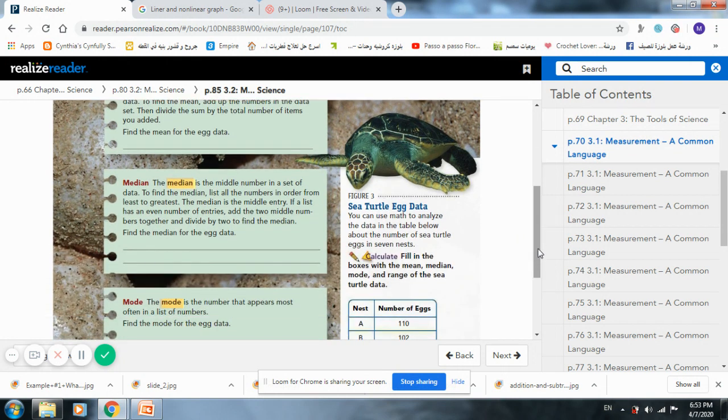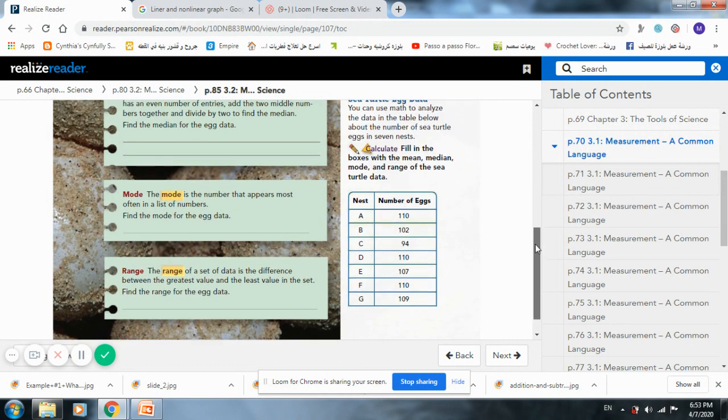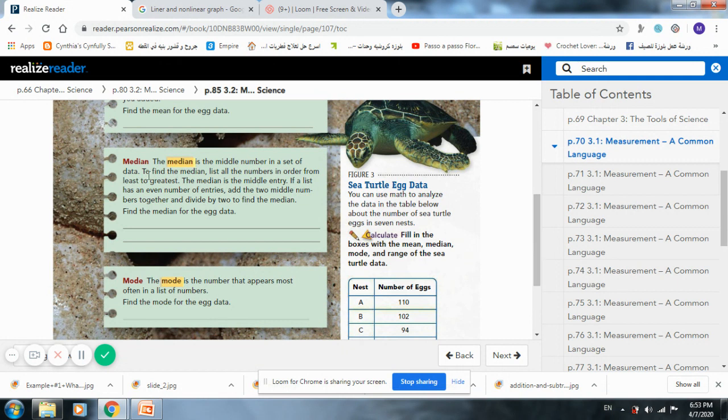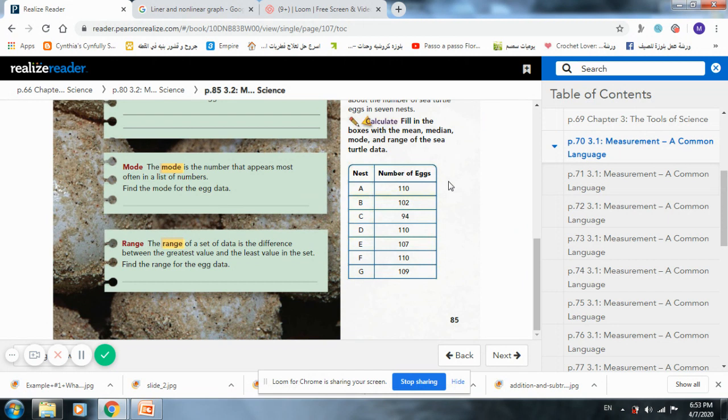Now let's talk about the median. The median is the middle number in a set of data. Where is the middle number in the data set here? To find the median, list all the numbers in order from least to greatest. So we have 110, 110, 110. I think it will be 107.